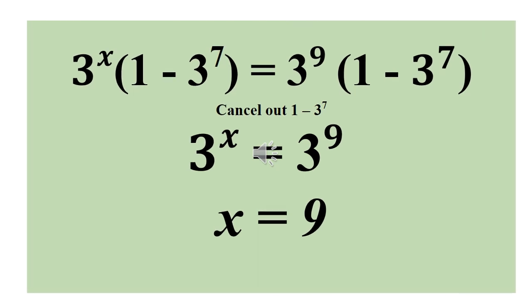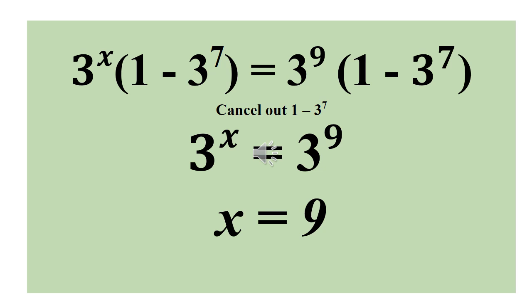So from here you have 1 minus 3 raised to power 7 common to both sides of the equal sign, which means we can cancel out 1 minus 3 raised to power 7. If we cancel out 1 minus 3 raised to power 7, or divide both sides by 1 minus 3 raised to power 7, what we have left is 3 raised to power x equals 3 raised to power 9.